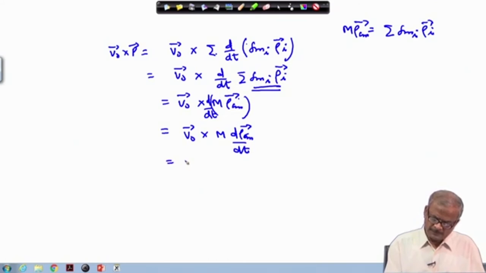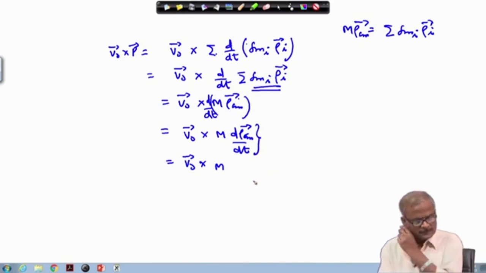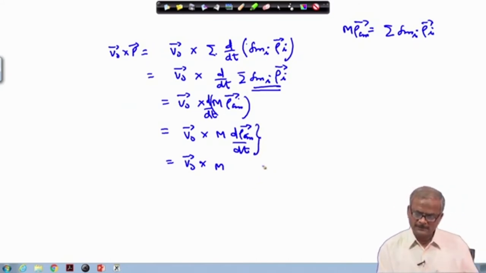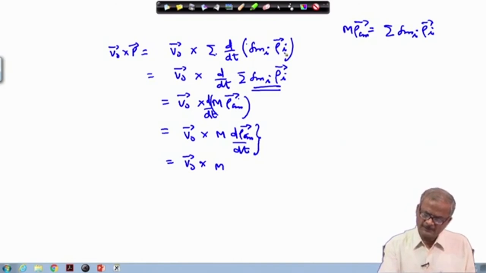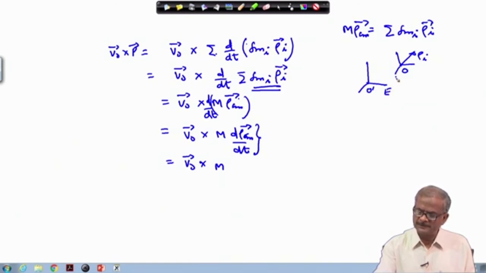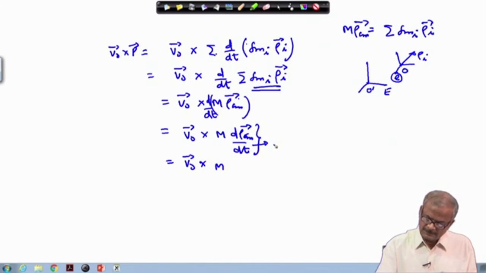So, v_0 cross m, and remember that we are talking about the point; this rho_I is about the point O. This is the inertial frame, this is the body frame. This rho_I has been taken about this point O, but still it describes in the inertial frame.